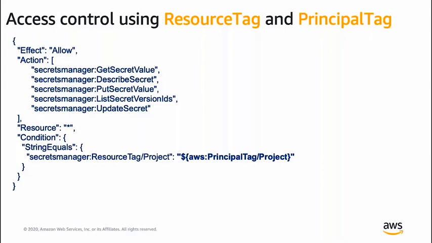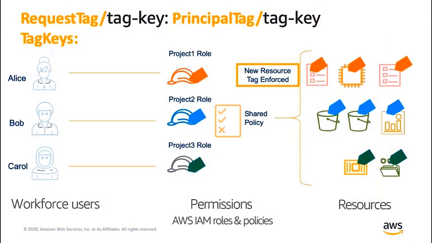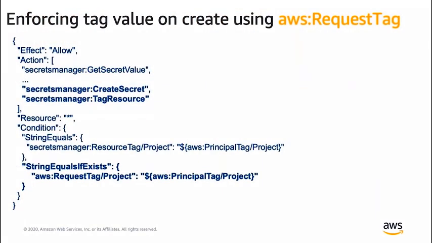Yes, this is where the RequestTag condition key becomes useful. In order to allow users to create and tag resources, we need to enforce that these tags are in accordance to the permission guardrails and naming conventions. To do so, we'll use two IAM global condition keys, RequestTag and TagKeys.